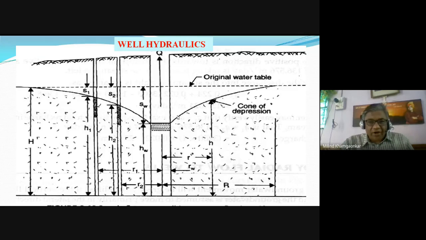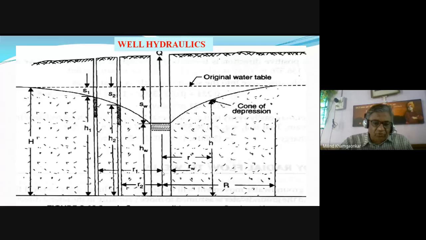Now you have understood the concept of the cone of depression. Therefore, the water level in the well at a distance of R2 from the main well will be depressed through the height of S2, and we'll have the water depth of H2, because the water table is now slowly moving upwards.